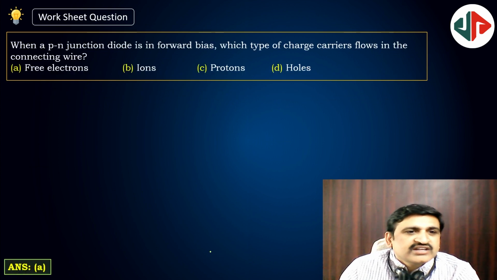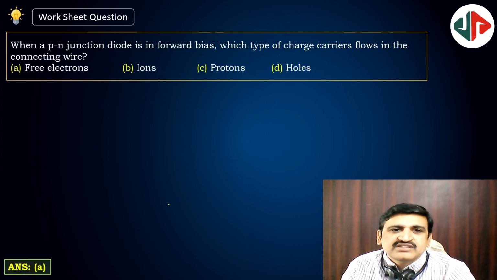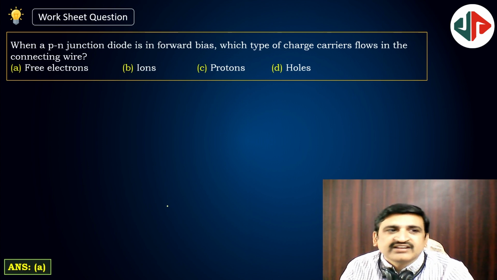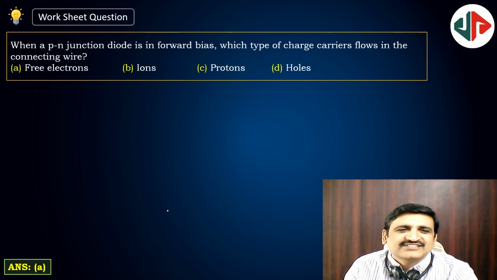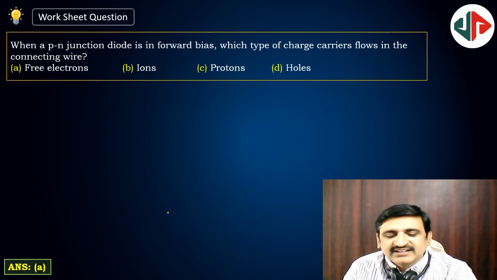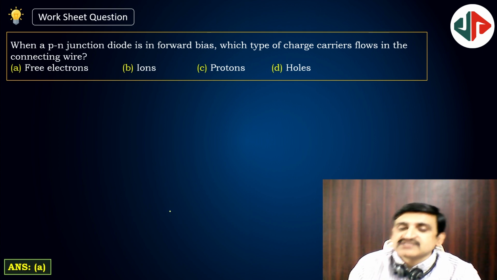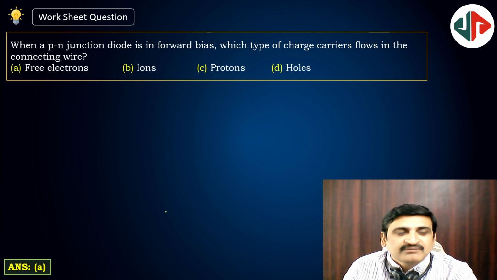When a PN junction diode is in forward bias, which type of charge carriers flows in the connecting wire? In the connecting wire, always only electrons will flow. Only semiconductors contain holes and electrons, for our convenience. But current is carried by free electrons only in a conductor.